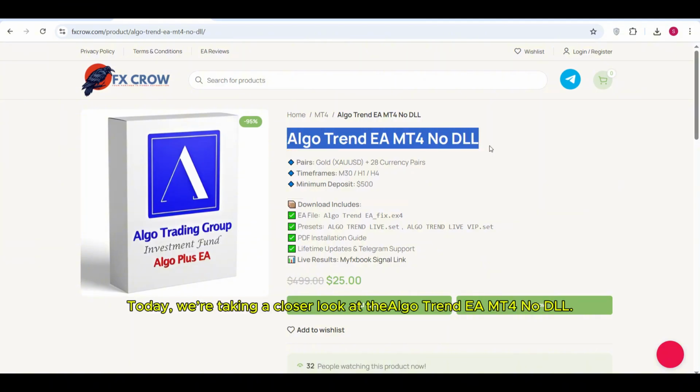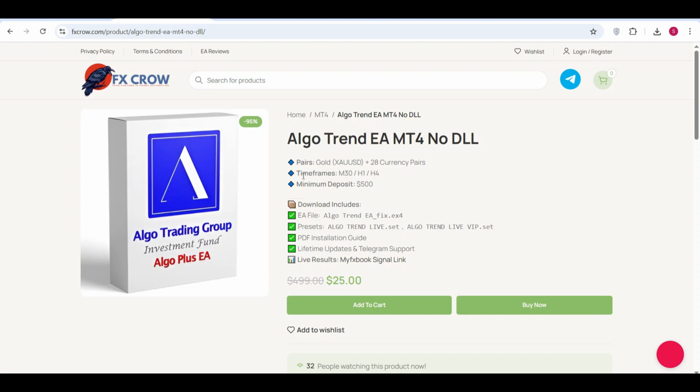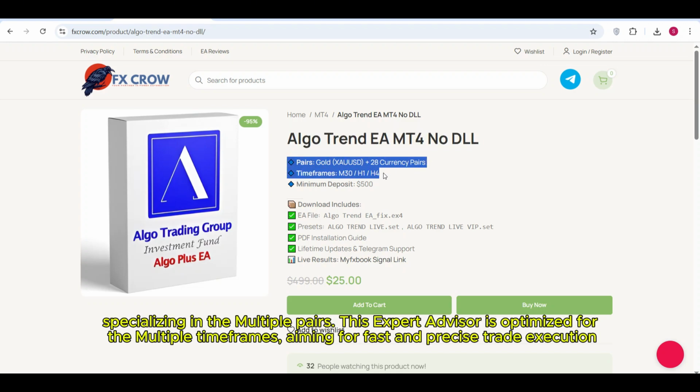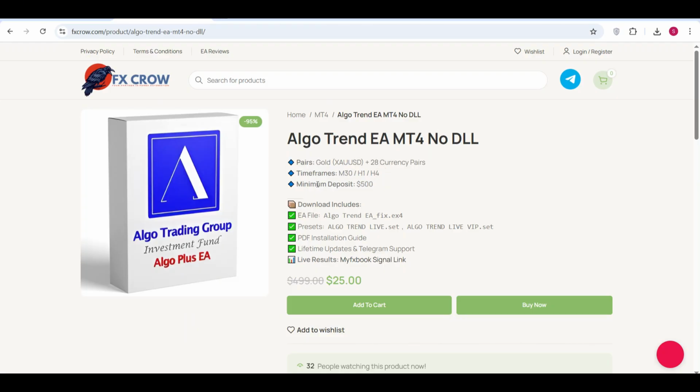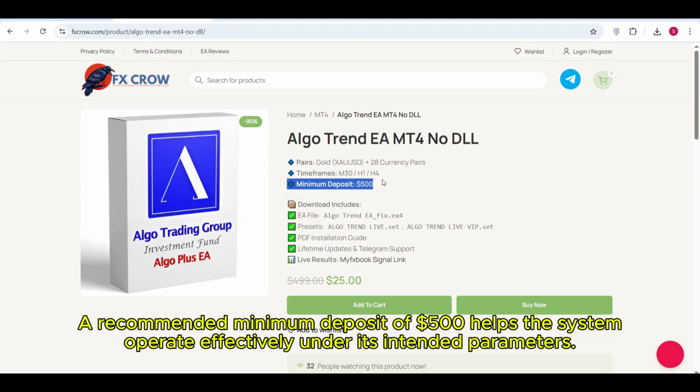Today, we're taking a closer look at the Algo Trend EA MT4 no DLL. Specializing in multiple pairs, this expert advisor is optimized for multiple time frames, aiming for fast and precise trade execution. A recommended minimum deposit of $500 helps the system operate effectively under its intended parameters.